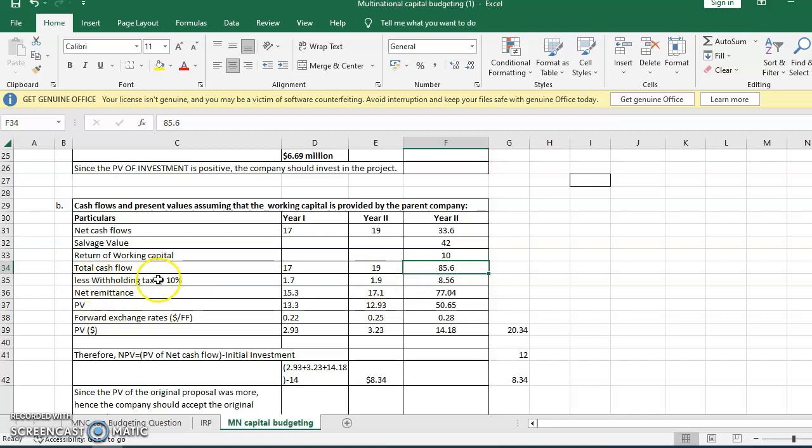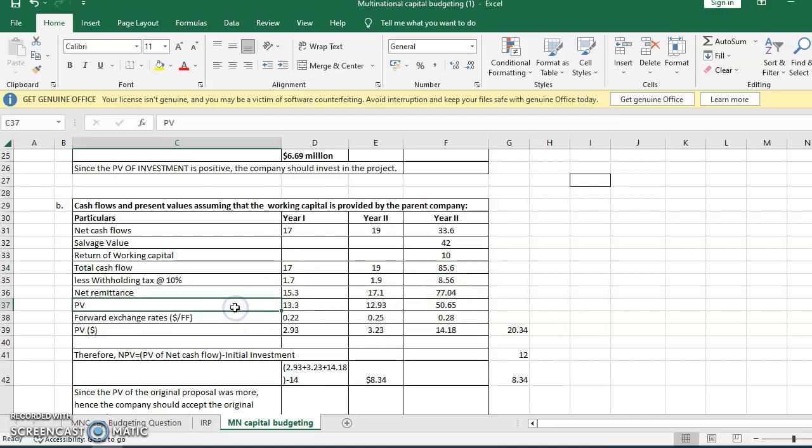From this deduct the withholding tax, which is at the rate of 10%. 10% of 17 is 1.7, 10% of 19 is 1.9 and 10% of 85.6 is 8.56. So what is the net remittance? It is after deducting the withholding tax from the total cash flow. So 17 minus 1.7, and it goes on, 85.6 minus 8.56, which is 77.04.